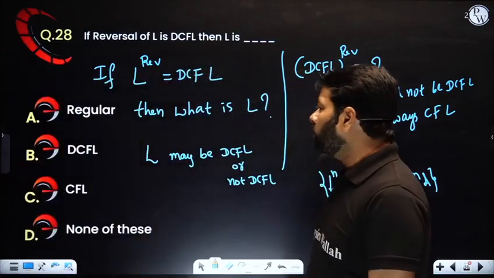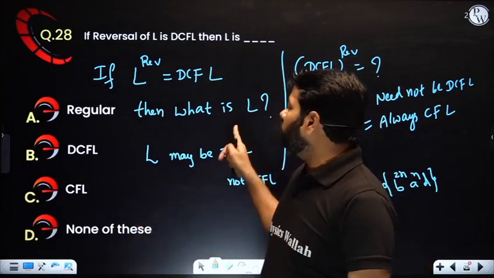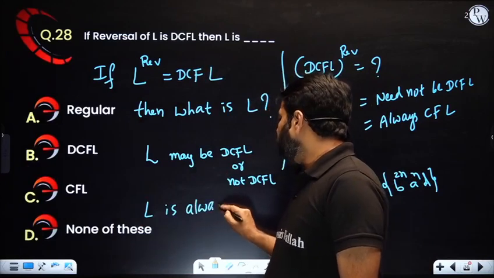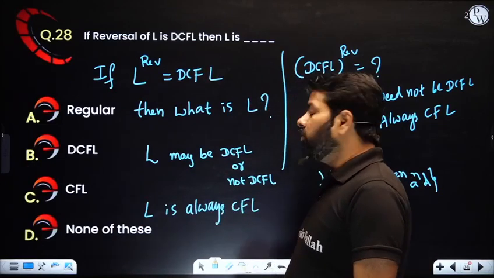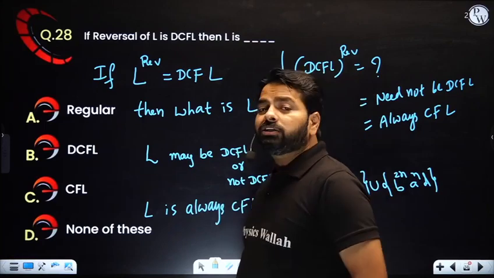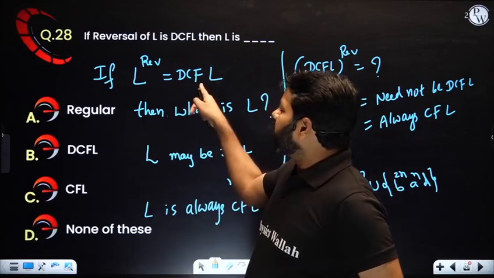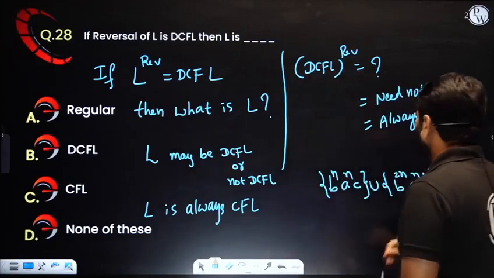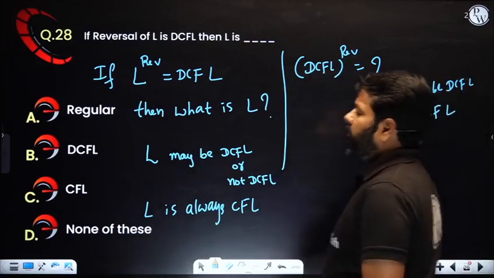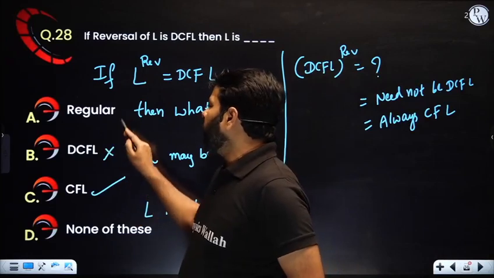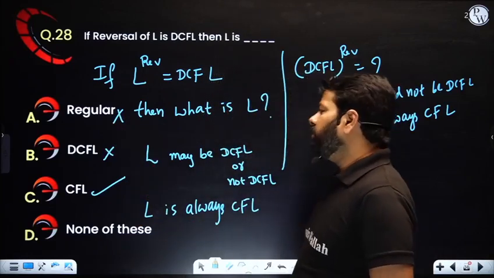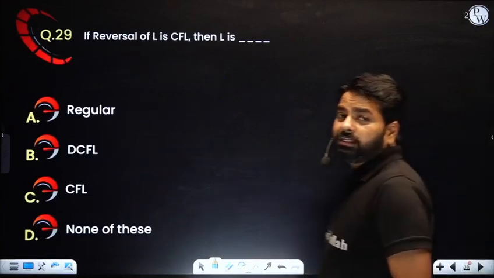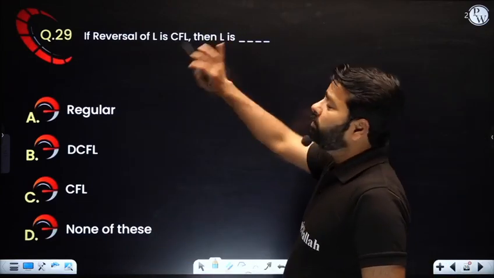So what can you conclude? L is always CFL. As you know, when the reversal result is DCFL, L is always going to be CFL. You can conclude CFL, but not DCFL, regular always. Sometimes okay, sometimes okay. What about this same? Oh, this is very interesting. In this you can write two directions.